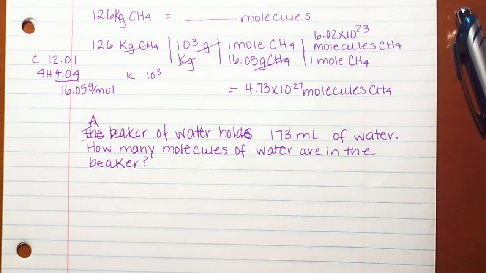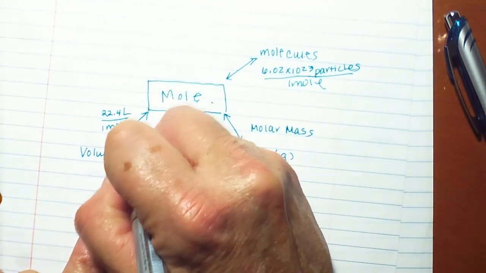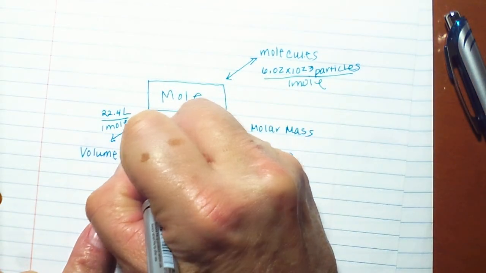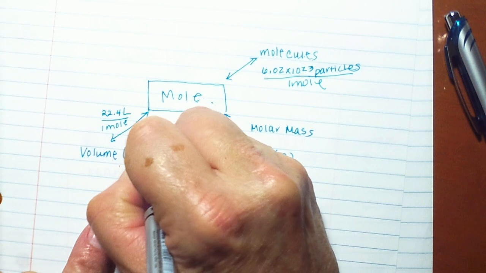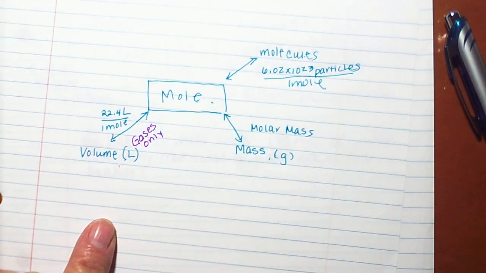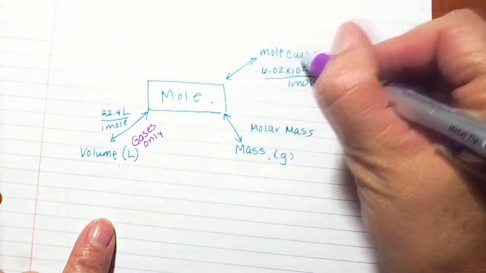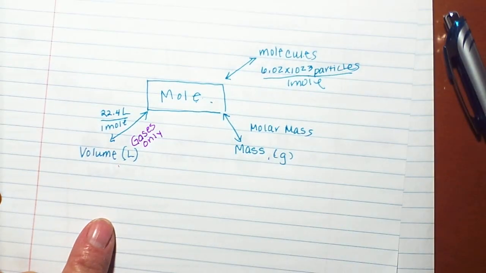Okay, so let's see. We could go from liters to molecules, except this is not a gas. Water is not a gas. So this would be gases only, so you cannot use the 22.4. I know you want to, but you can't, all right? Because it's liquid water. So that means the only way to get there is from grams to moles and then moles to molecules.